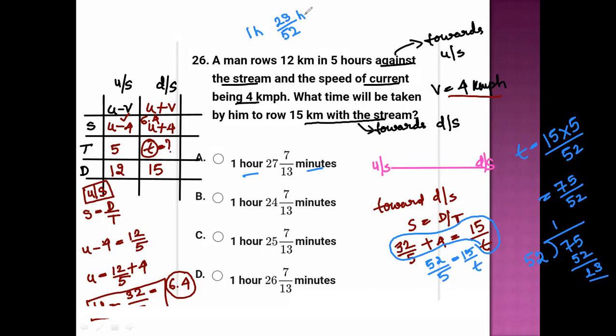This is the answer. Now again I have to convert the hour. There is no problem. So 1 hour into 23 divided by 52 hour we have to convert. 1 hour means 60 minutes. Now you need to simplify this one.